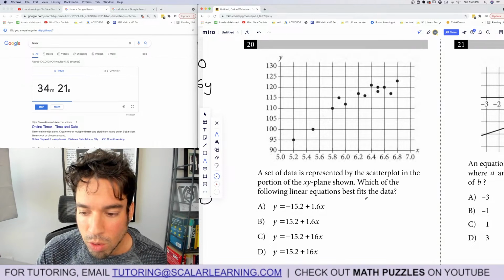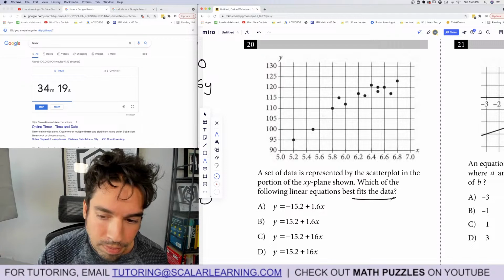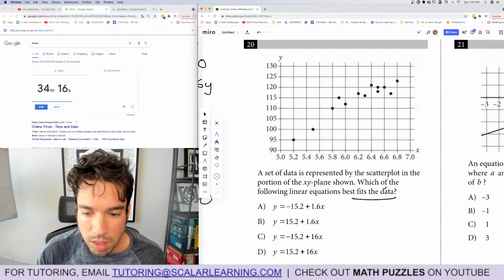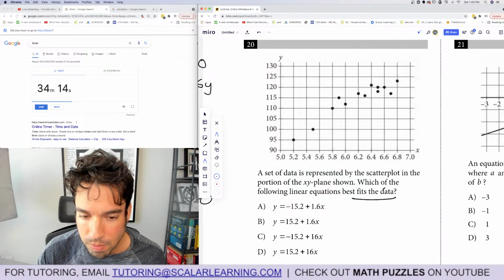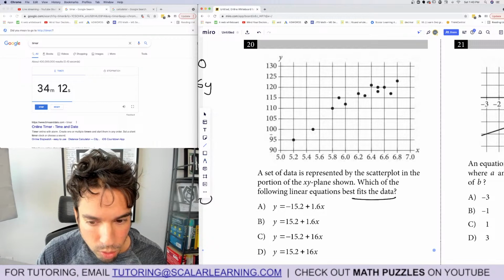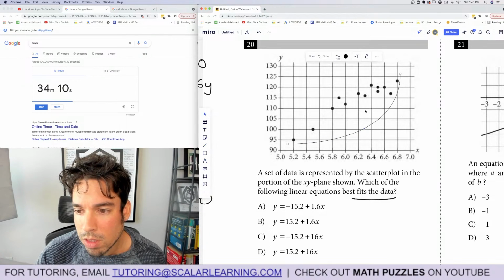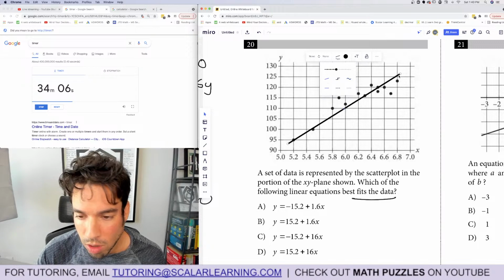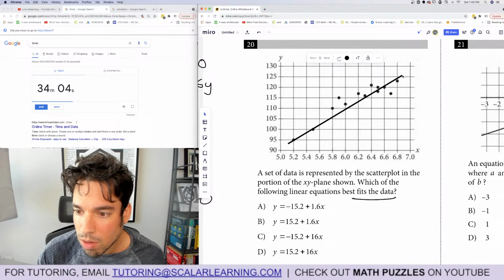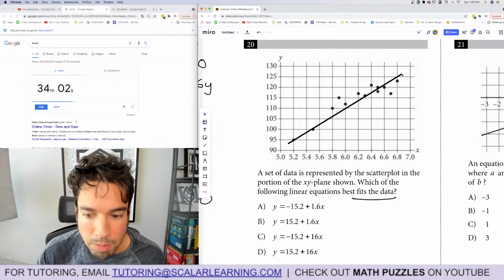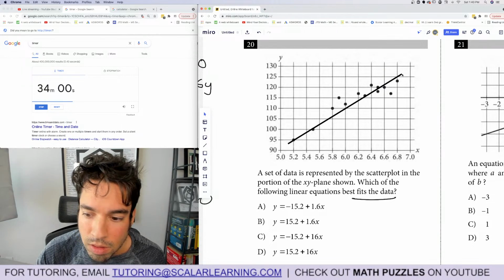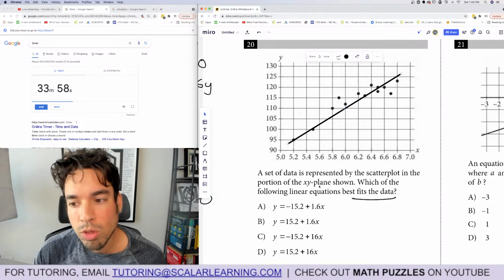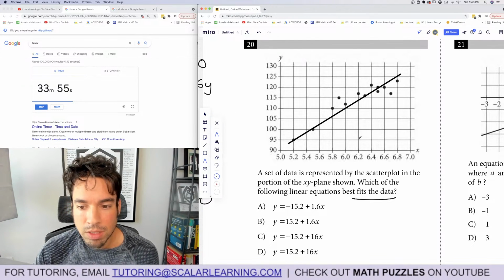Which of the following linear equations best fits the data? Hold on. First, this line tool is always the one thing I don't like about Miro. It always does this, so I have to reset it and do all this. But I do think it's important to draw a line here to get a rough idea of the best line. Okay, so that's what they're talking about. They're talking about modeling this with the line of best fit.